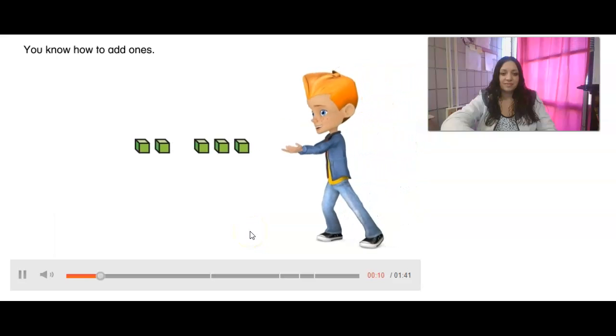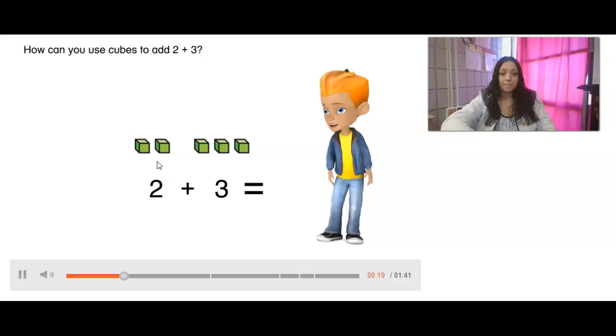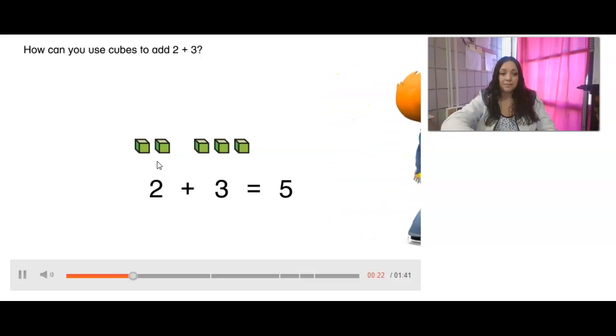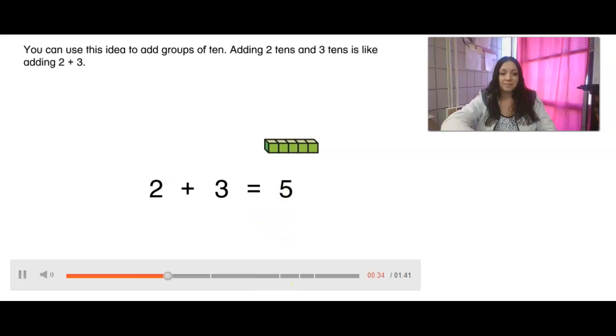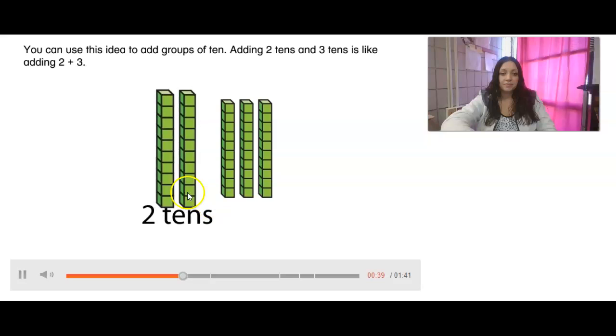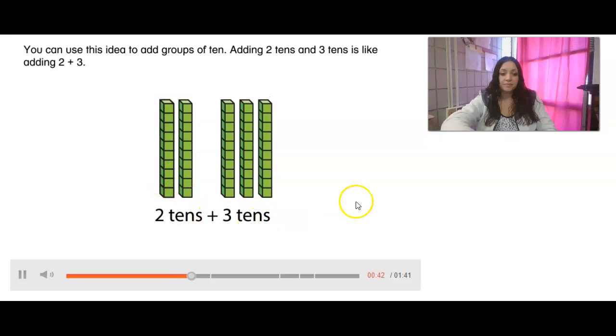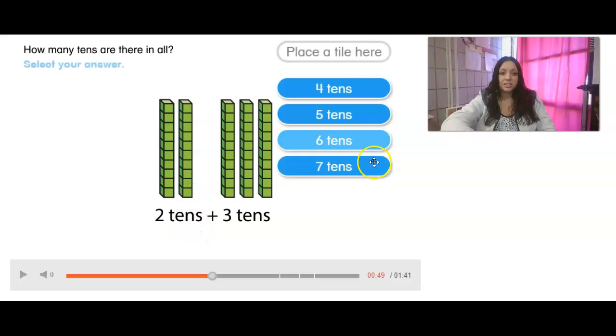You know how to add ones. How can you use cubes to add 2 plus 3? Count 2 cubes, then 3 cubes, and then put them together to make 5. You can use this idea to add groups of 10. Adding 2 tens and 3 tens is like adding 2 plus 3. How many tens are there in all? So how many would Select there your be?